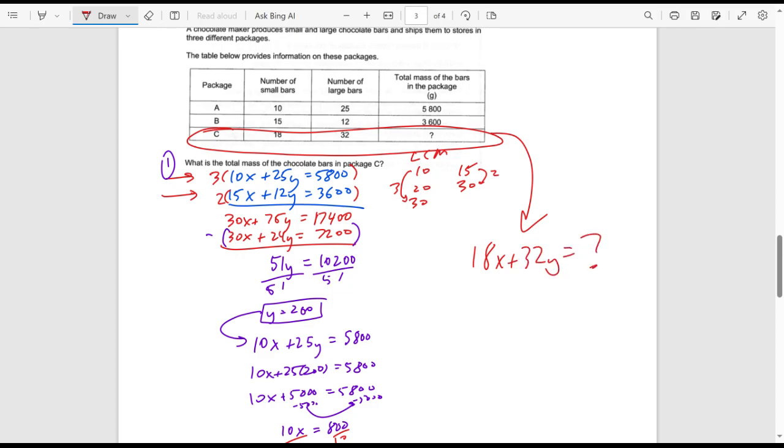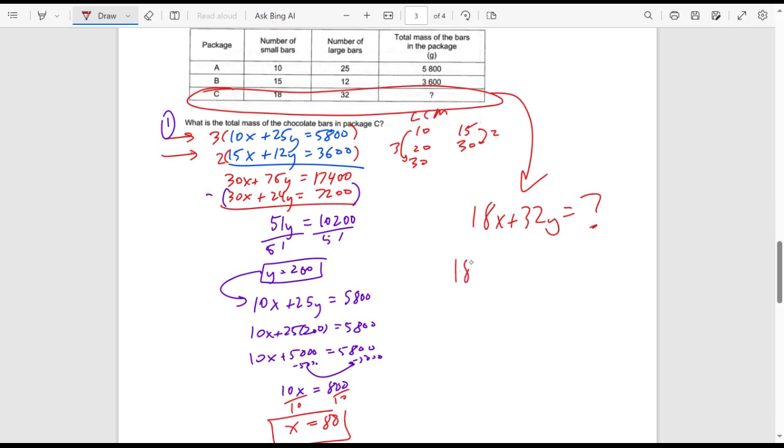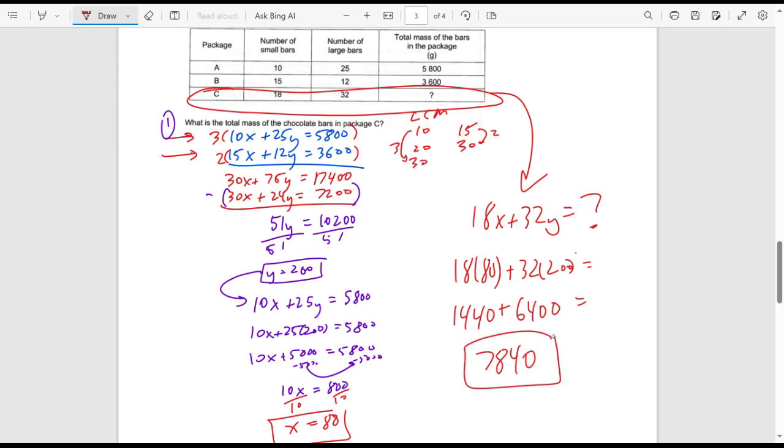Now let's plug in the things that we know. 18 times 80, 32 times 200. What is that going to give me? 6,400 and 1,440. So 7,840 would be the final total for that.